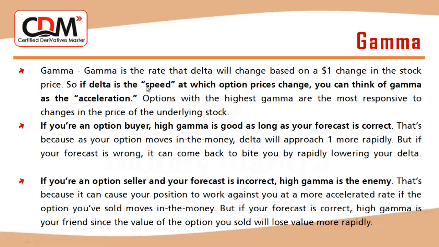So if delta is the speed at which option prices change, you can think of gamma as the acceleration factor, that is the rate at which delta will change. So the value of delta depends upon the gamma. So gamma is actually the rate, the acceleration factor, we can say. Options with the highest gamma are the most responsive to changes in the price of an underlying stock.